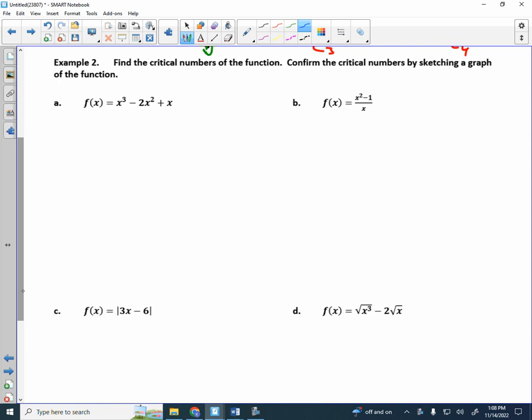It says find the critical numbers of the function. So all we need to do is figure out if there's a corner, or if there's a vertical tangent, or if the derivative is ever equal to 0. So I simply take the derivative, and what do we get? Great. So the critical points would exist wherever that's equal to 0. Does that factor? What if it didn't factor? What would you do?